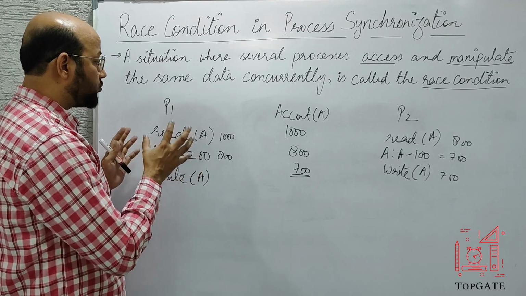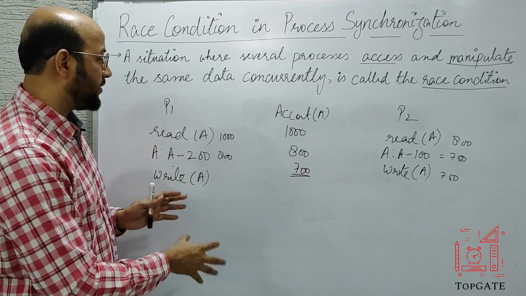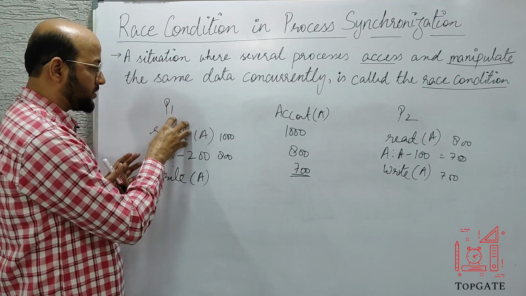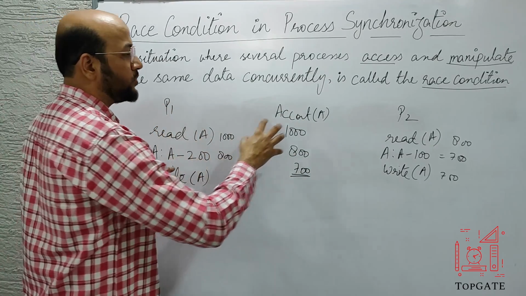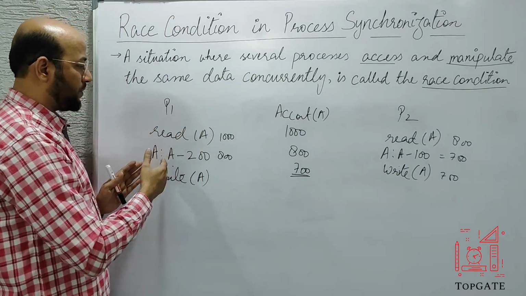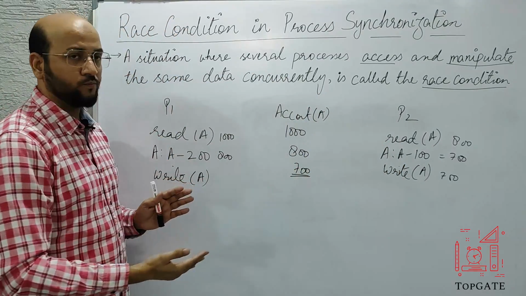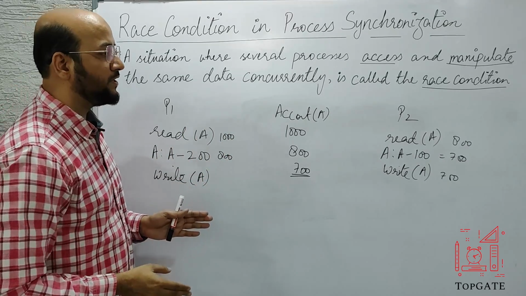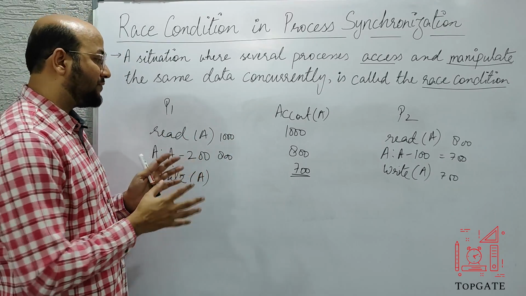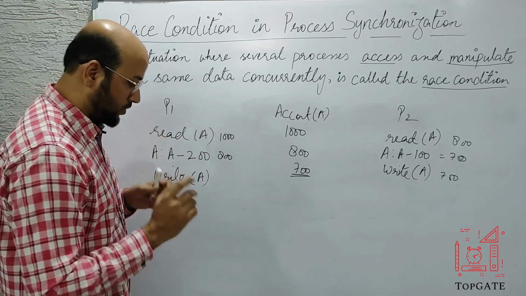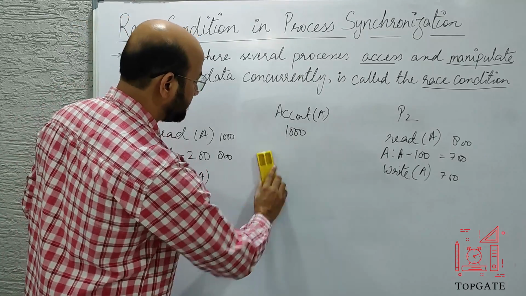So what will happen? The operating system will switch from one process to another. That is, it will execute one part of process P1 and then switch to another part, again coming back to P1, again going to P2, again coming to P1, again going to P2, and so on. Since these processes need to be executed simultaneously, therefore context switches will happen. So now let's see what happens in this case.